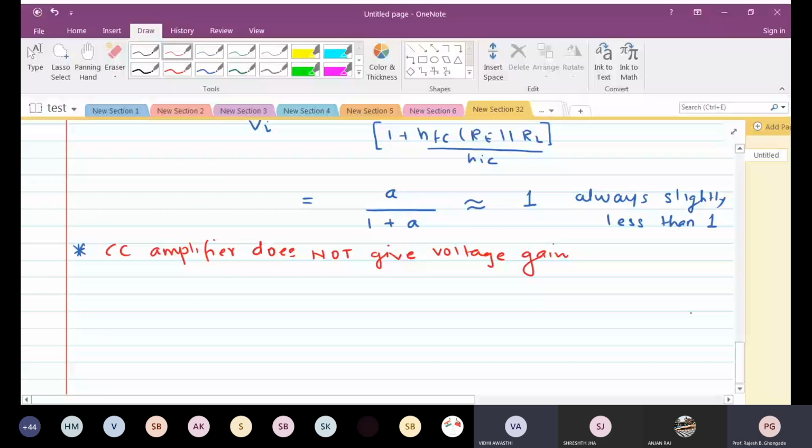Exactly, that is my question. Why call it an amplifier? And the answer will be yes, it will amplify current. We will see the answer in the next part. That is the current gain.